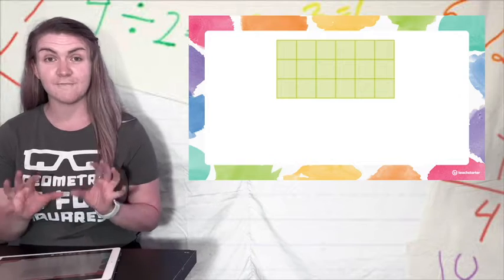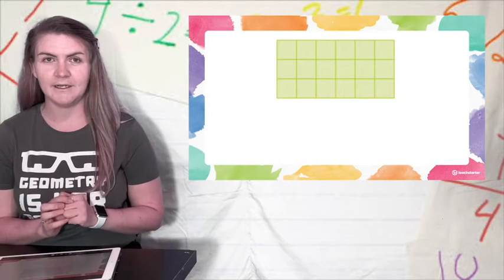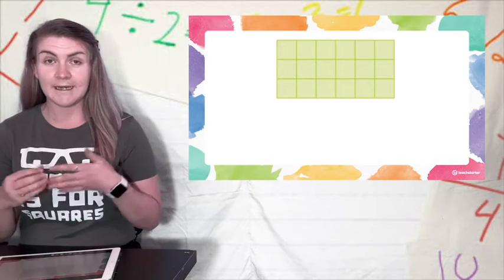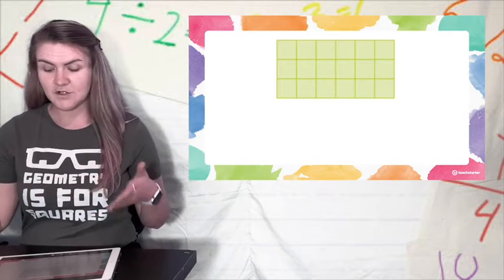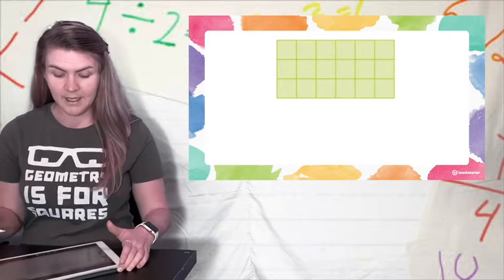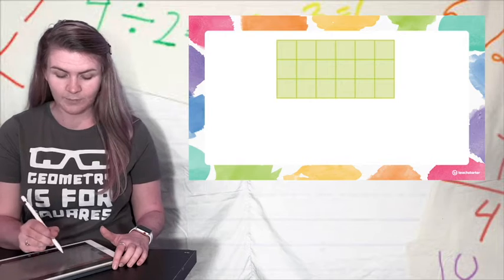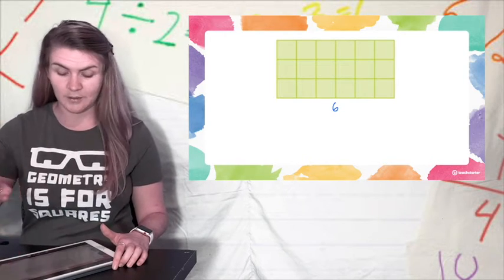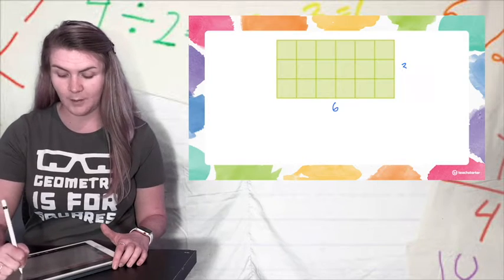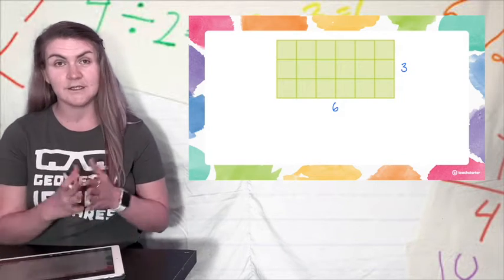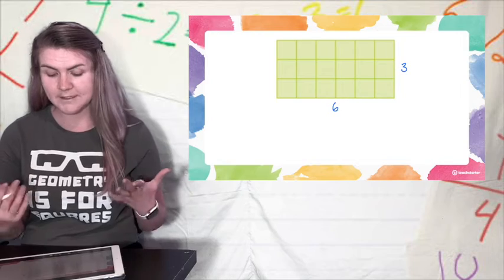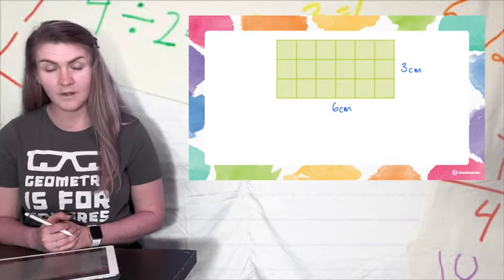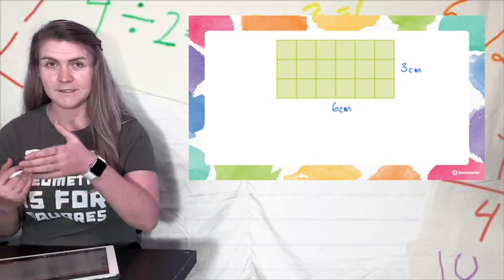Before we dive into the formula of finding area, let's look at this rectangle. And as we can see, I've broken it up into squares. And if I count along the length of it, I have 1, 2, 3, 4, 5, 6. So I have 6 squares along the length and 3 squares going up. So this rectangle is 6 by 3, and I'm going to say that they are centimeters. So I have 6 centimeters by 3 centimeters.